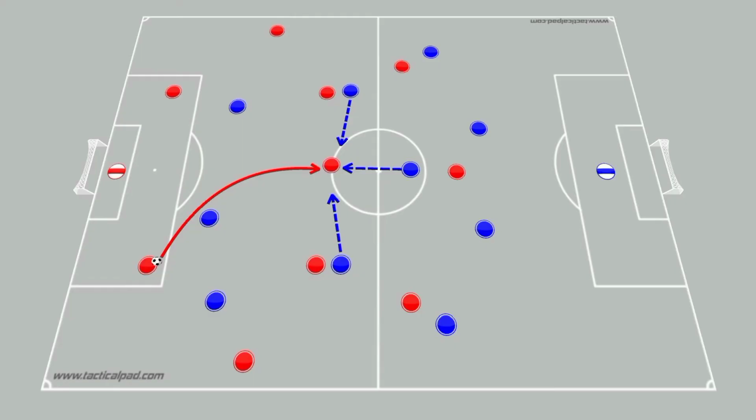The midfield line plays an important role in the defensive transition. Whenever possible, they should be positioned close to the ball to prevent an opposing counter-attack.